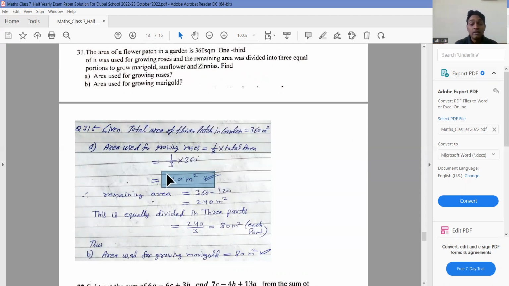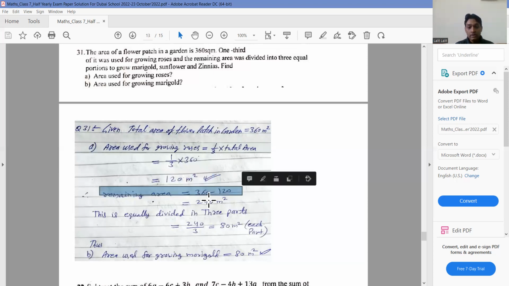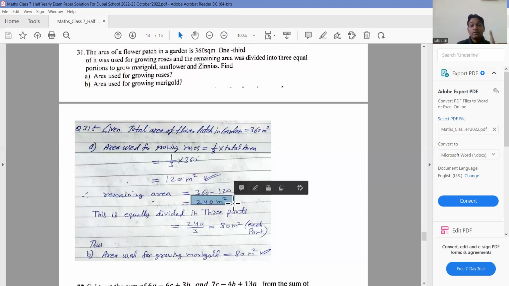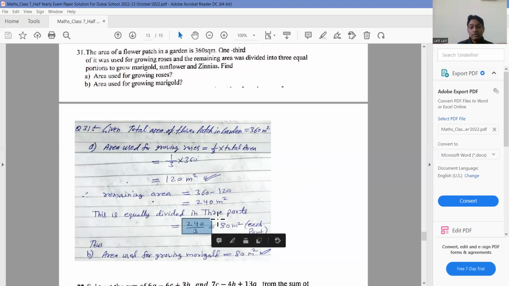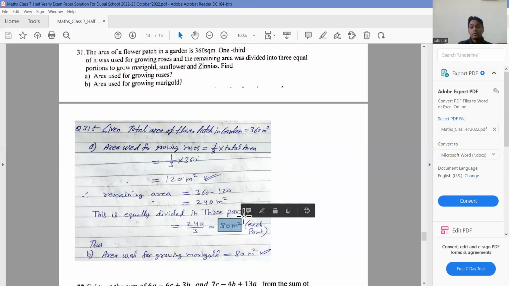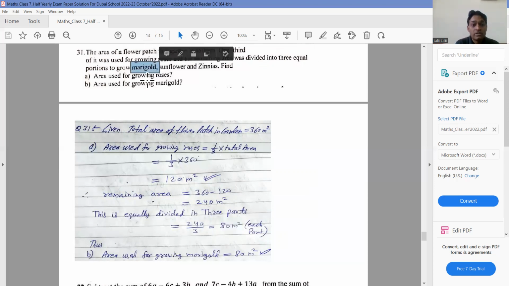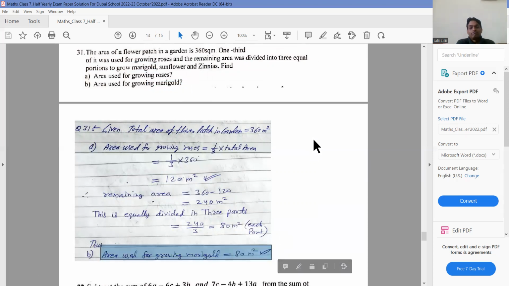Now, what would be the remaining area left? It is 360 minus 120, which is 240 meters square. This 240 meters square is divided into three equal portions. So the equal area that the other three flowers are getting is 240 divided by 3, which is 80 meters square for each part. So this is the answer of the second question. The area used for growing only marigold, which they are asking, is 80 meters square. That's all.